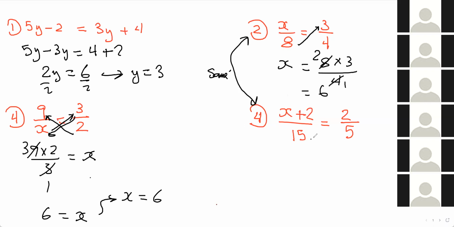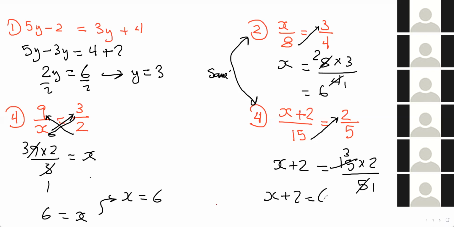So what I'm going to do here, cross multiply the 15 right there. So I'm left with the x plus 2 here on top equals 15 times 2 over 5. Now reduce, 5 goes into itself once, it goes into 15 3 times. x plus 2 equals 6. And now to solve for x, I just move that 2 to the other side. So 6 minus 2, which gives me 4.